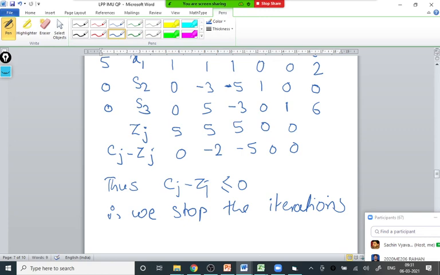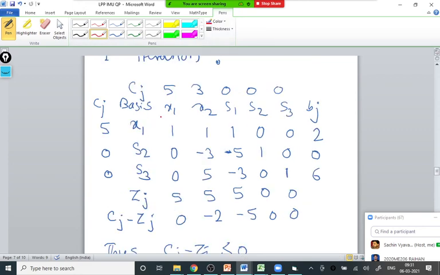What are the values of the variables now? Tell me, what is the value of x1 from this table? Quick. X1 is in the basis, so it takes the entire value of bj: x1 equal to 2. What about x2? x2 is not in the table, so x2 is a non-basis variable, so x2 is 0. We are mainly interested in x1 and x2. We are never interested in s2, s3. Actually, s2 is 0 and s3 is 6, but we are not interested.